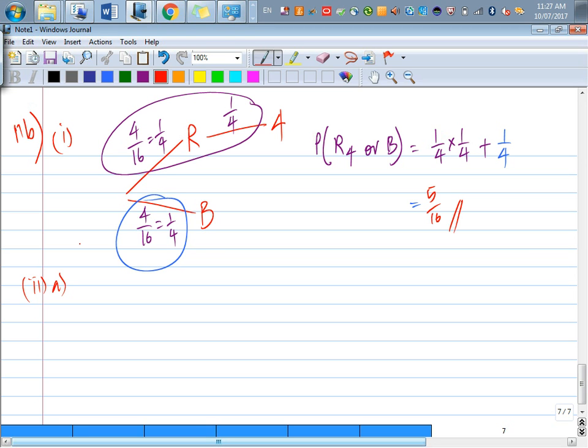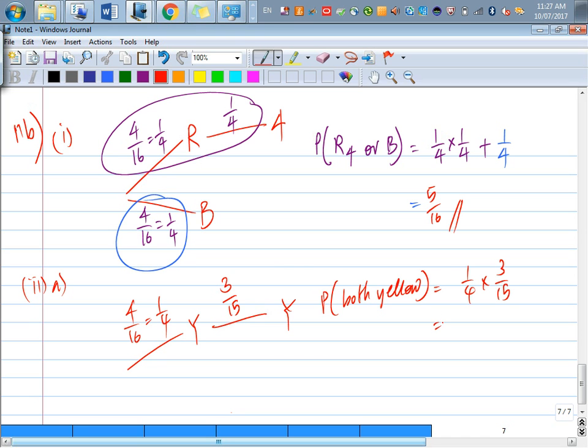So probability both are yellow will be probability first yellow and then yellow again. Probability the first card is yellow will be 4 of 16, which is 1 over 4. After you take one yellow out, we are left with 15 cards. How many yellows are left? 3. So probability both yellow is equals to 1 over 4 times 3 over 15. And we will get 1 over 20.